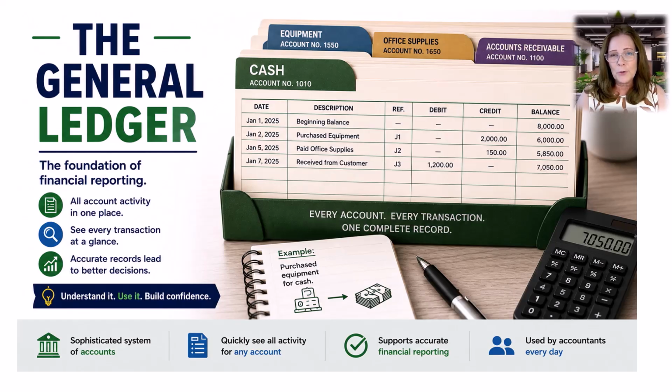There's a general ledger account for each of the business's bank accounts. Want to see all the activity related to office supplies? There is an account for that too. When I first started working in accounting, companies still used physical ledger cards like the ones shown here. Today, accounting software maintains these records electronically, but the idea is the same. The general ledger is the permanent record of all account activity within the company.